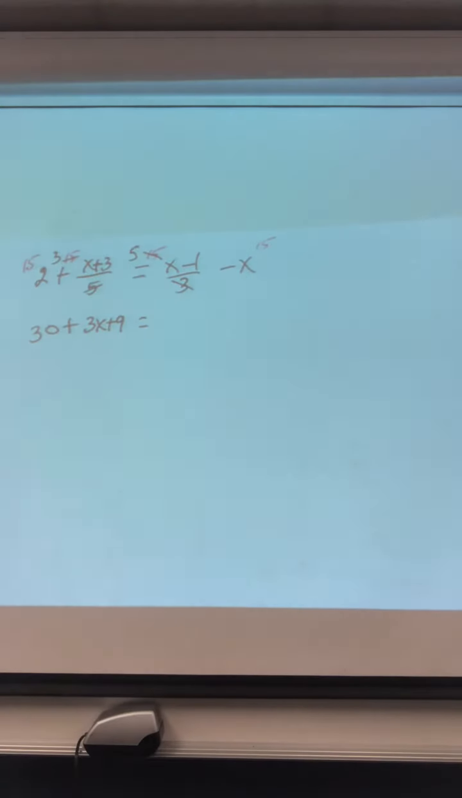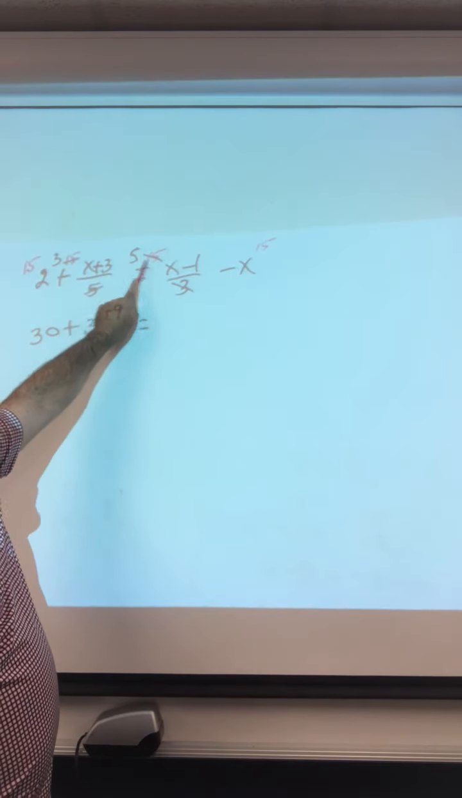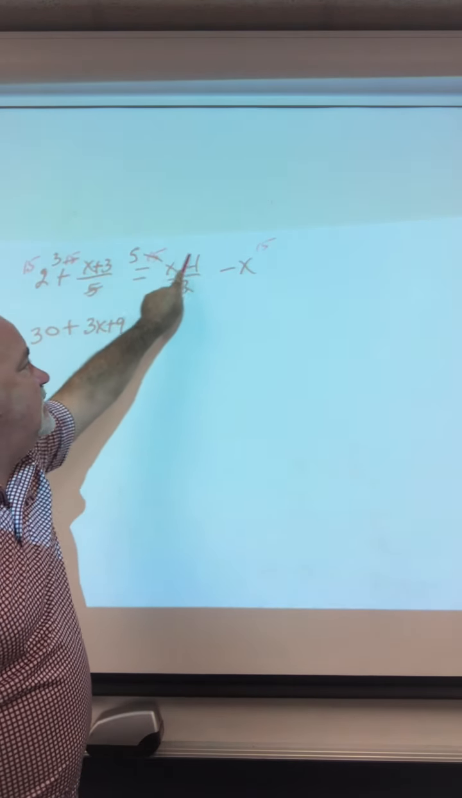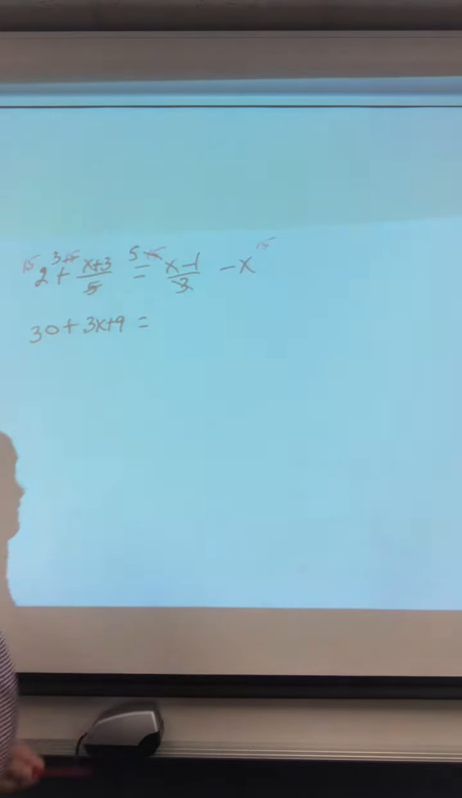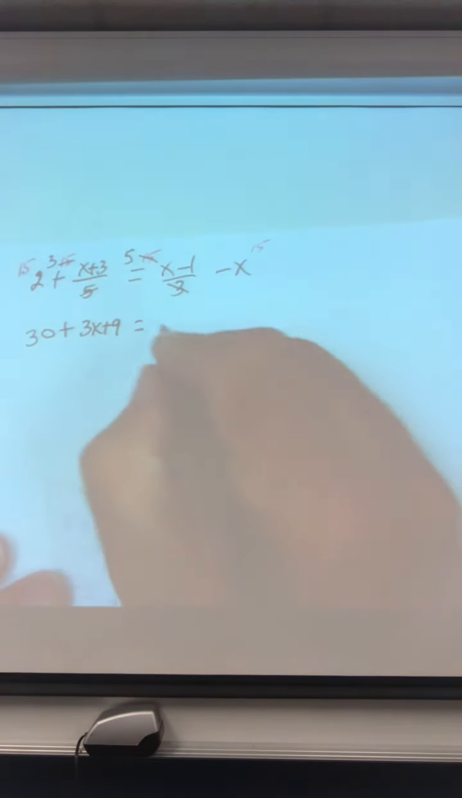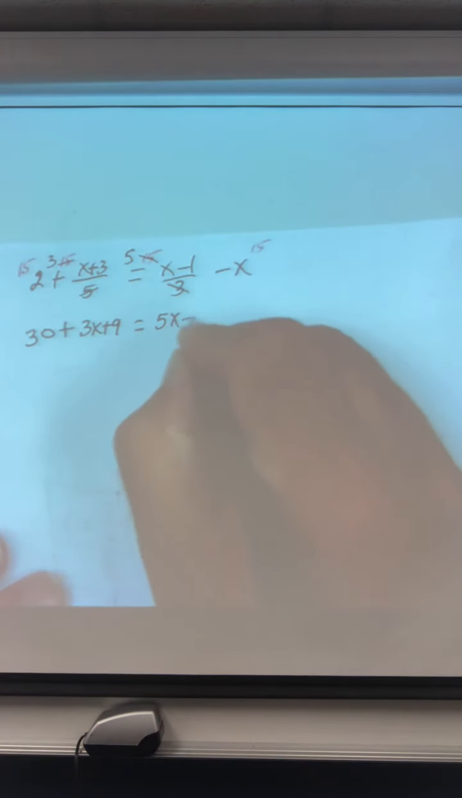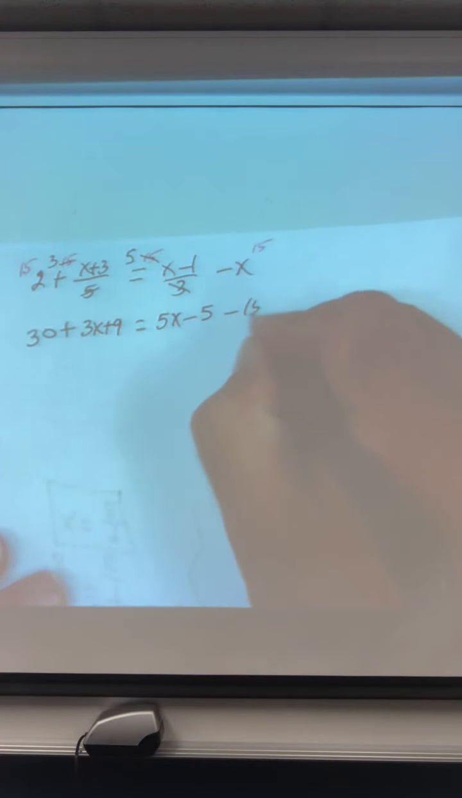Same way on the right side. When you say 3 cancels with 15 and leaves 5, this 5 has to multiply everything that's left in this term. So it's the distributive property. So it's not going to be 5x minus 1. It is going to be 5x minus 5. And then, of course, x times 15 is 15x.